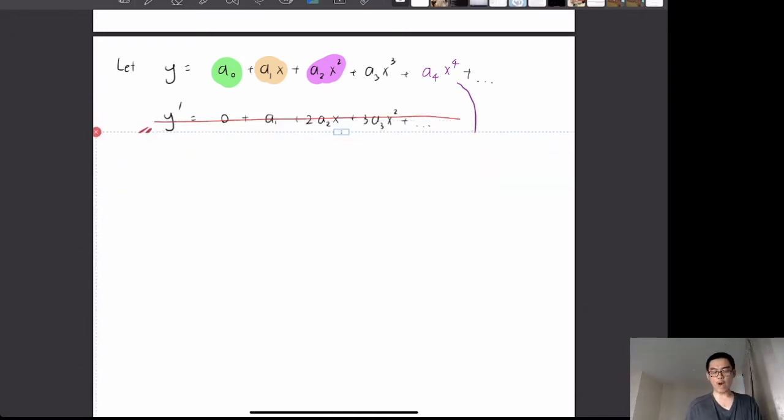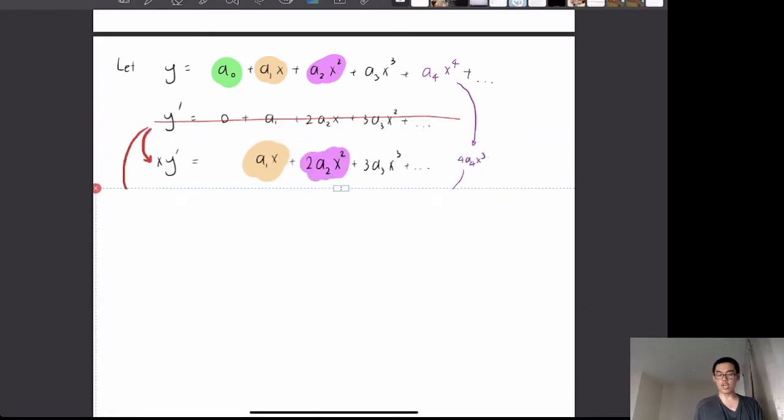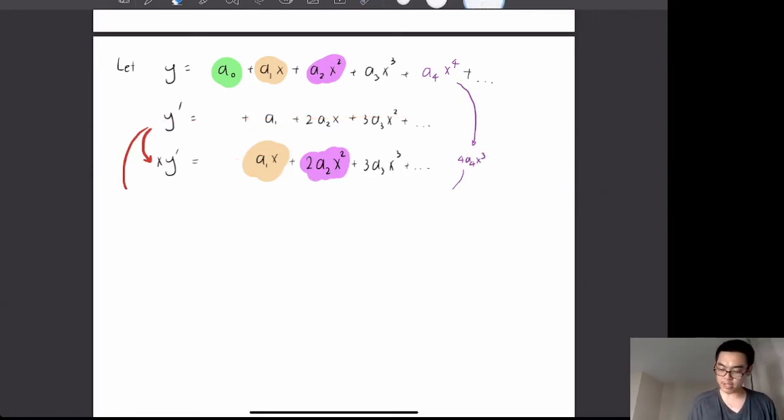All right, so when we have y prime, what do we do here? Well, we will find xy prime, and this step is easy, right? Because you just multiply everything by x. a0 still becomes 0, a1 becomes a1x, a2x becomes a2x squared, and this becomes this, okay?